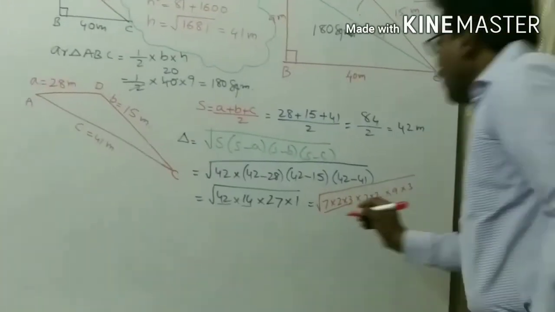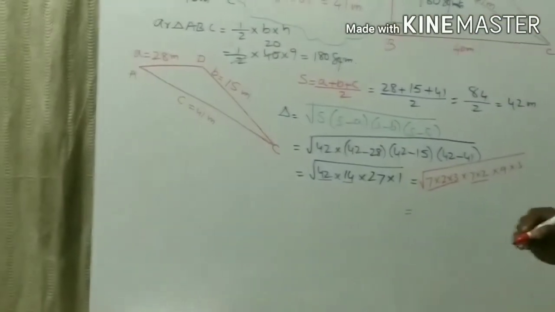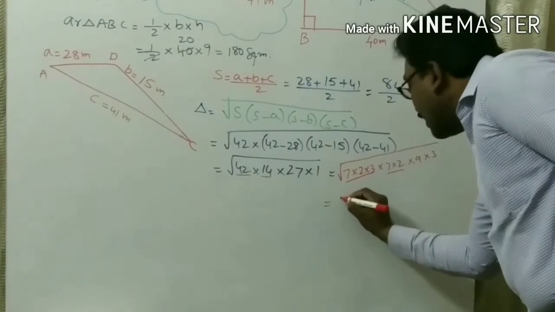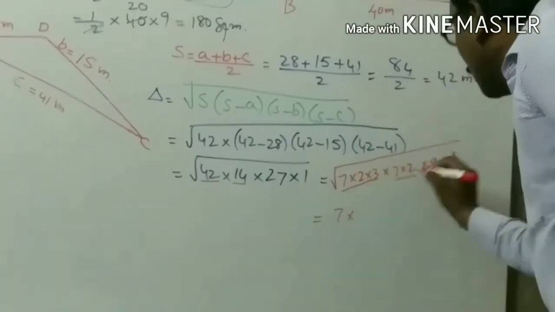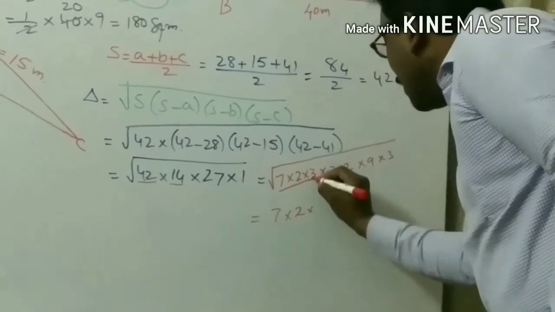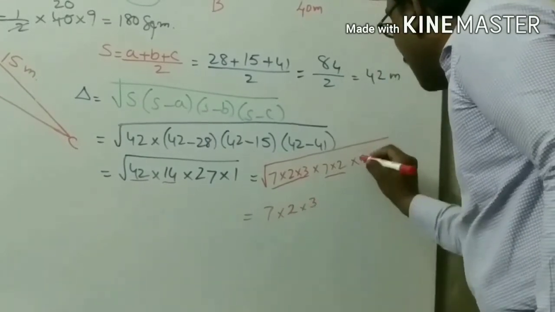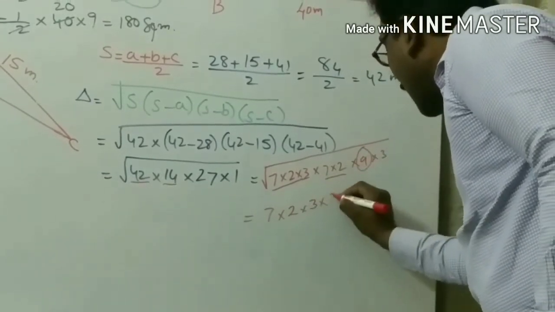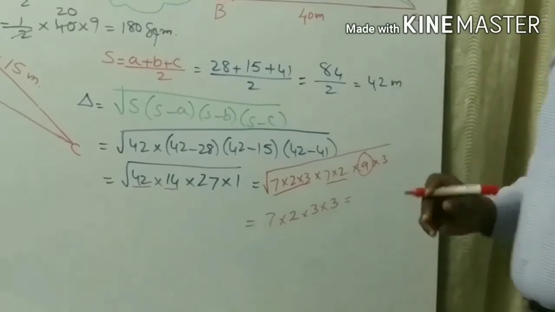Okay. Now if any number is repeated, we will take one. Two sevens are there, take one 7. Two twos are there, take one 2. Two threes are there, take one 3. Of course, 9 is there. The root of 9 is 3.